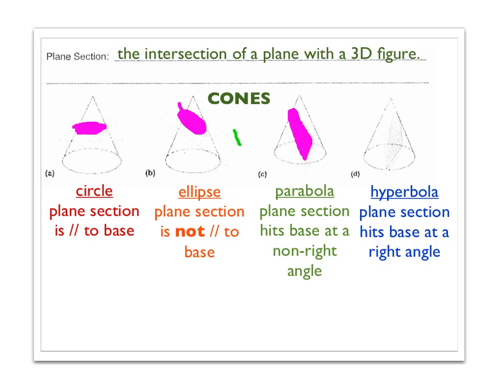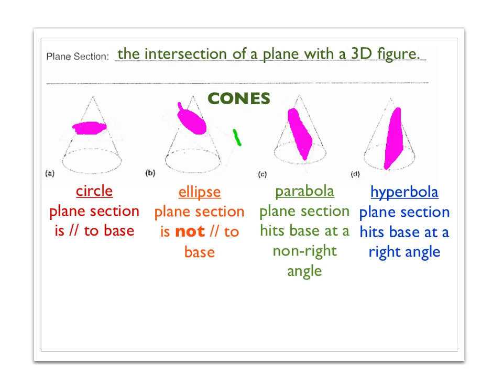And then finally, if the plane section cuts perfectly perpendicular to the base, but not through the vertex, that's going to be called a hyperbola, which is kind of hard to see, but that looks like this. So that's a hyperbola.